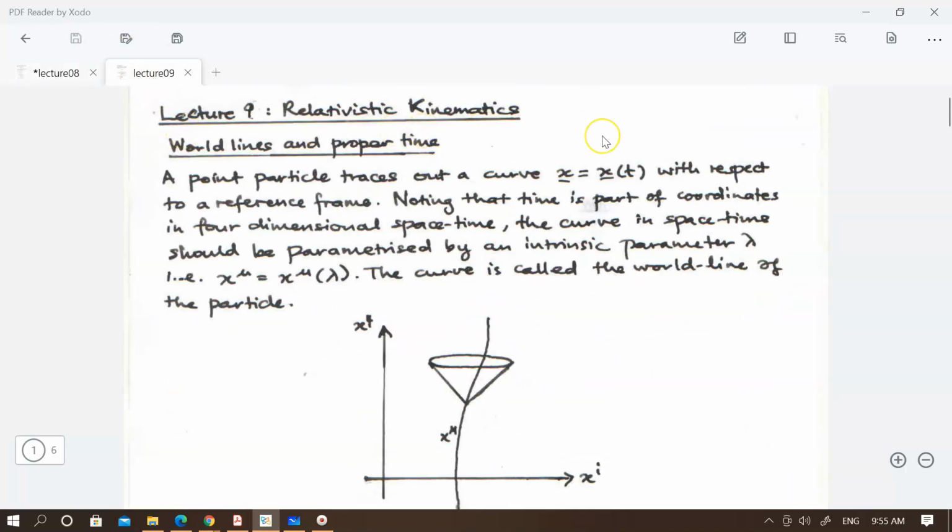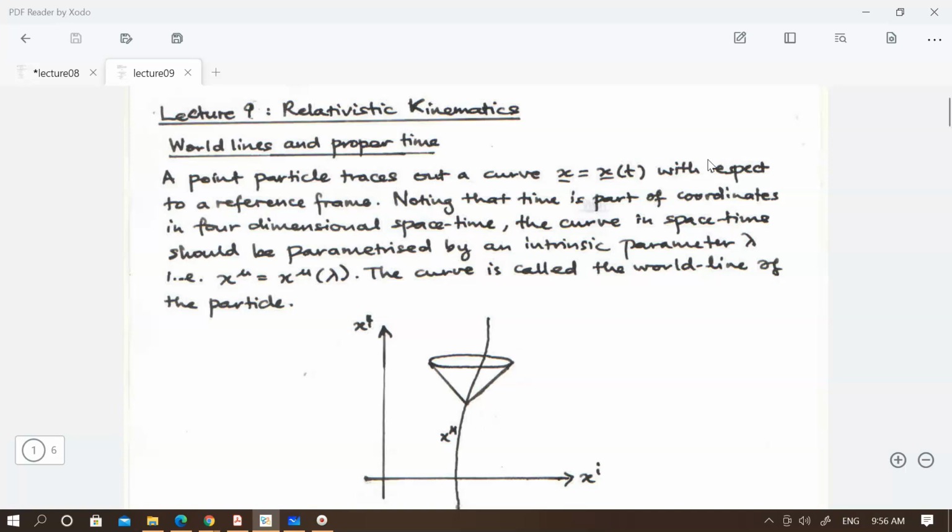So lecture 9 is about relativistic kinematics. Particularly, we are going to write down some equations with respect to velocity and acceleration. It's just like your ordinary Newtonian kinematics. You get relationships between velocity, time, position, and acceleration.